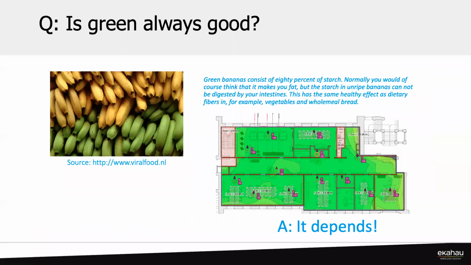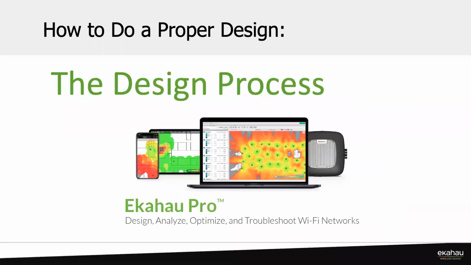As you can see with these bananas, I actually prefer the yellow ones, but if you see on the slide, green bananas are even healthier for you. But so green, does it always mean that we have done a good job? No, it really depends how you look at your survey results or your design results. So let's take a look at how we can use the tools properly and in a design process, a step-by-step process with using Ekahau Pro.